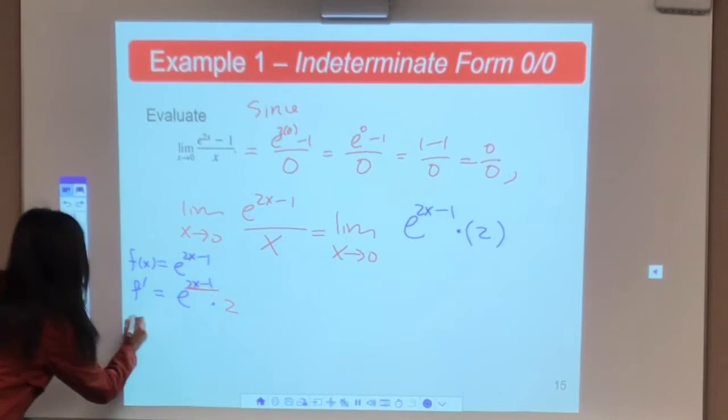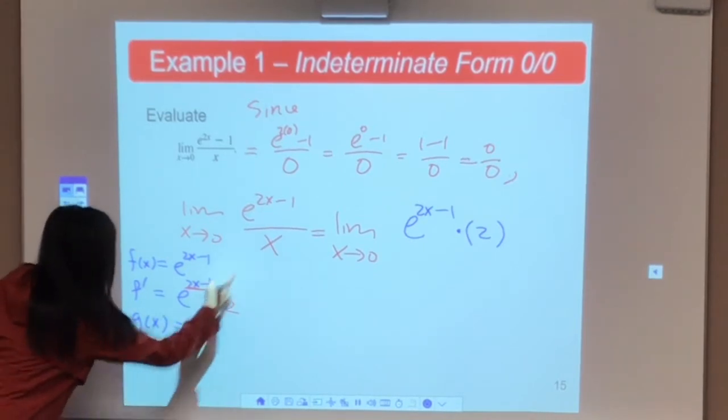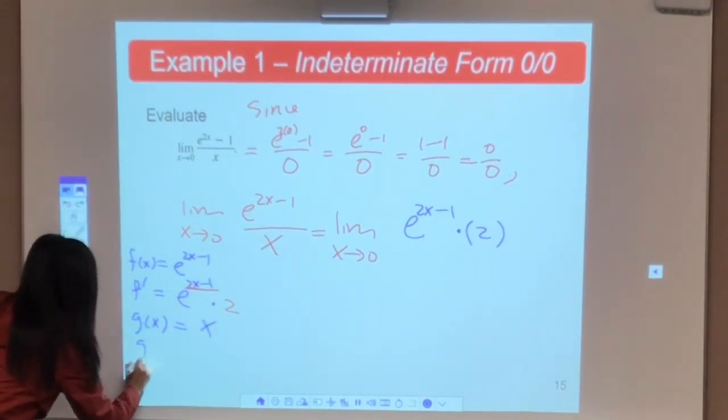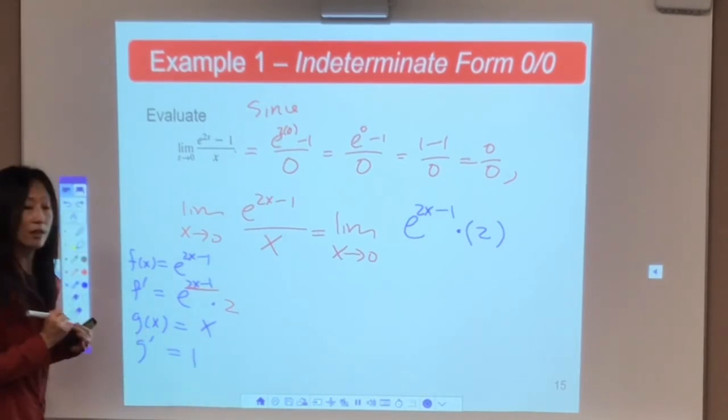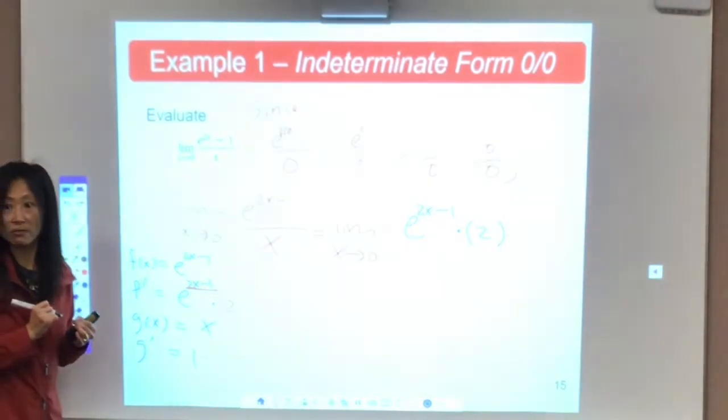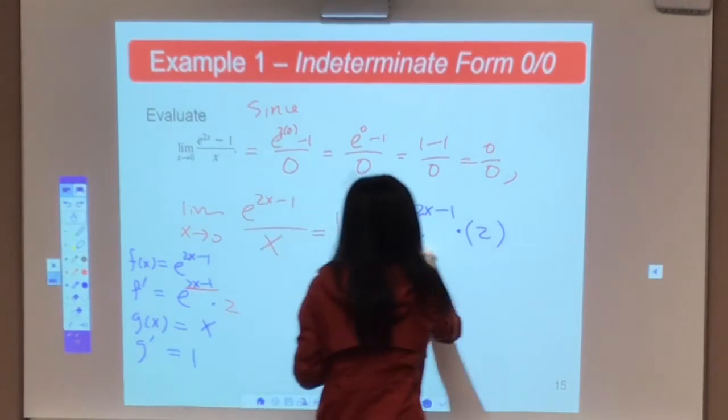Okay. The other one is what? If I say g of x is equal to x, what's g prime? Just 1. Am I right, class? Are you following me? Because I have this over what?